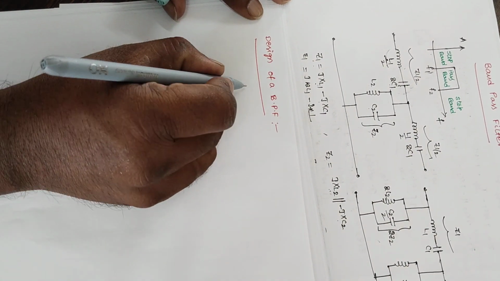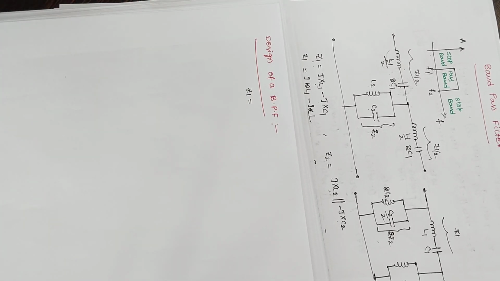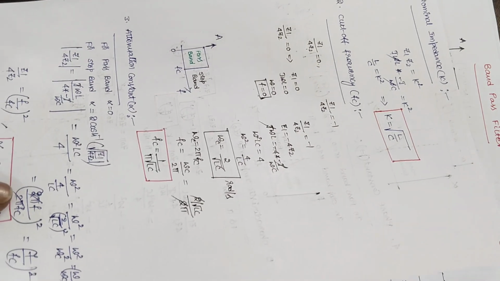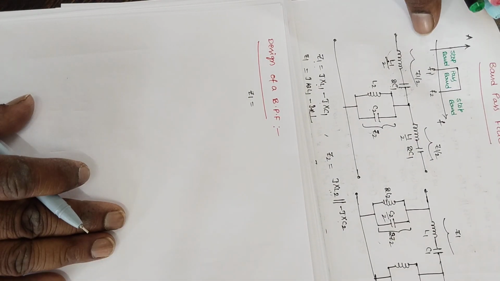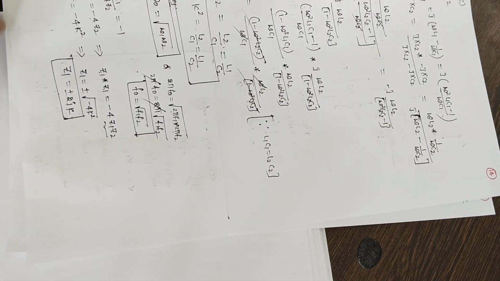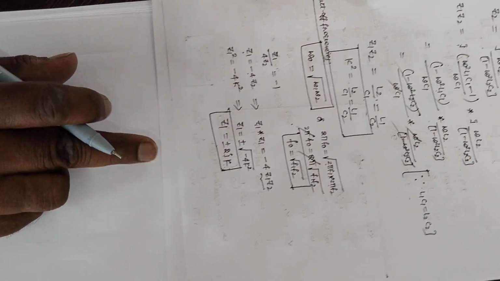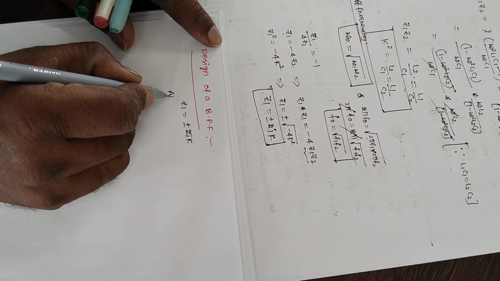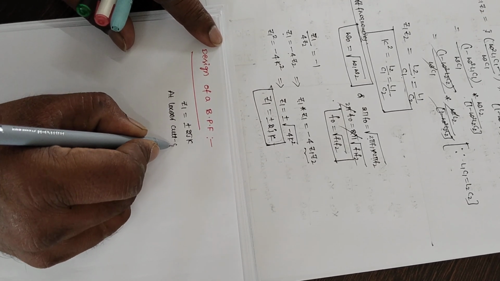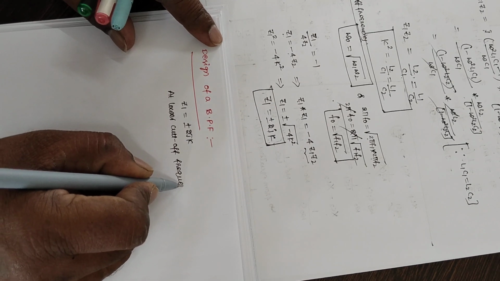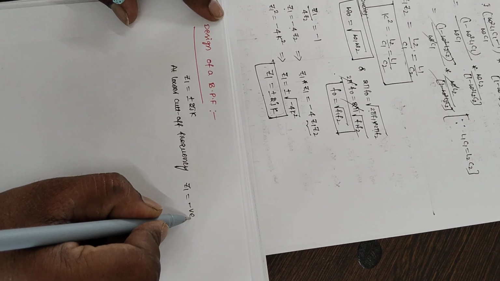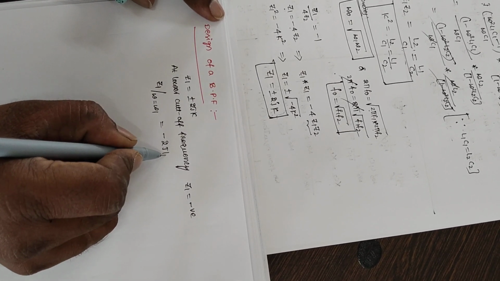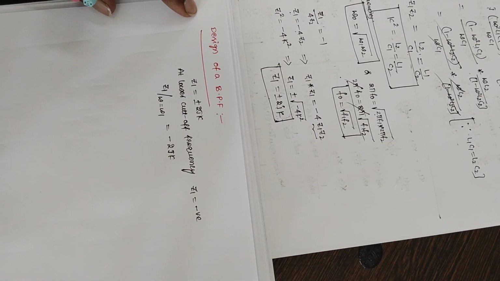Z1 is equal to plus or minus j2k. We already found that expression, the 7th. Z1 is equal to plus or minus 2jk, so I am using this one here. At the lower cutoff frequency, the value of Z1 is negative. So Z1 at omega equal to omega 1 is equal to minus 2jk. I am using this expression to find the values of L1, C1, L2 and C2.